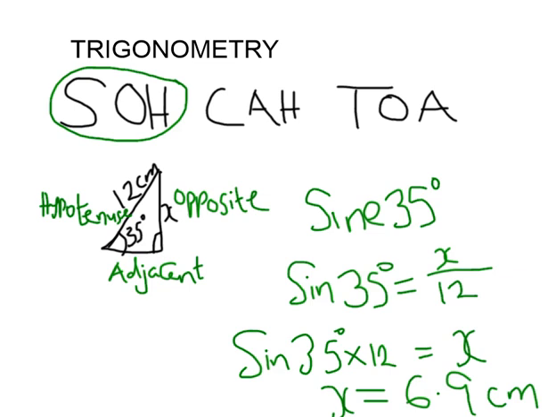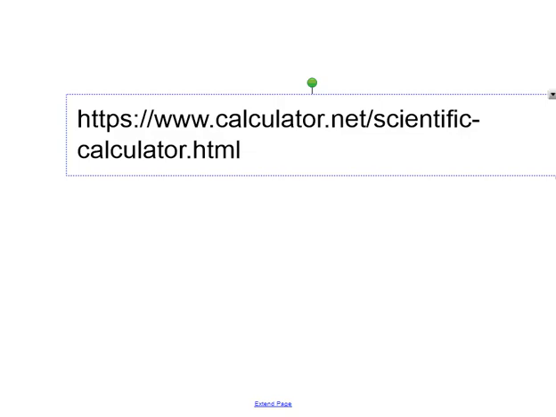I'm going to put another slide on here. Now, if we have that same triangle, I just want to show you something. That same right angle triangle, and we have the x here, and we have the 12 centimeters there, and we have 35 degrees here. And the question is, find x.